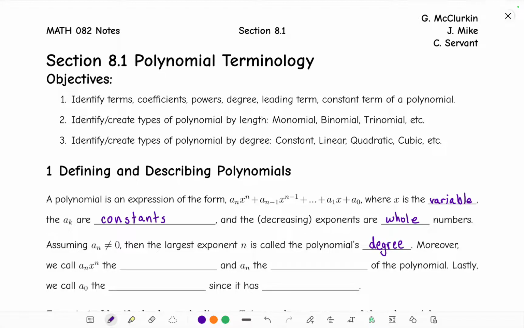Moreover, we call a sub n times x to the n the leading term. And specifically, a sub n is the leading coefficient of the polynomial. Lastly, we call a sub 0 the constant term, since it has no variable.